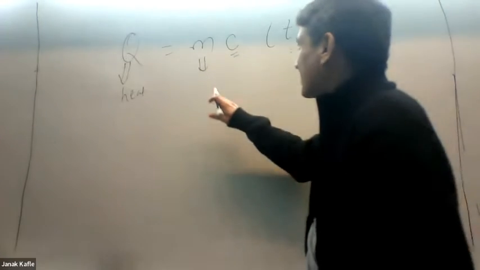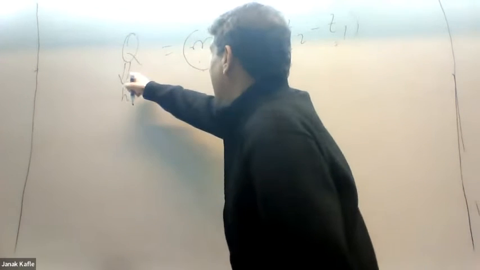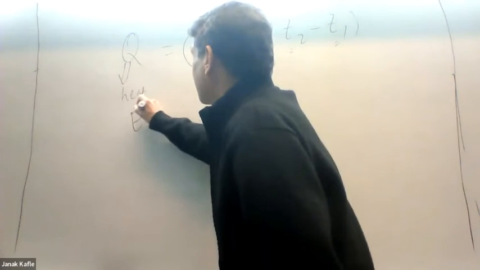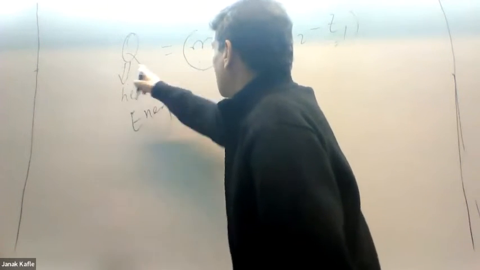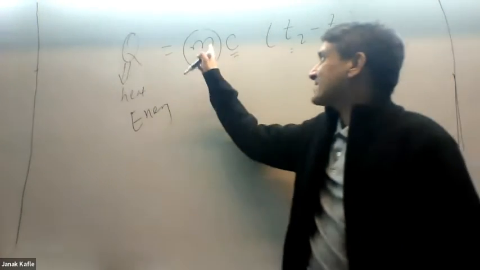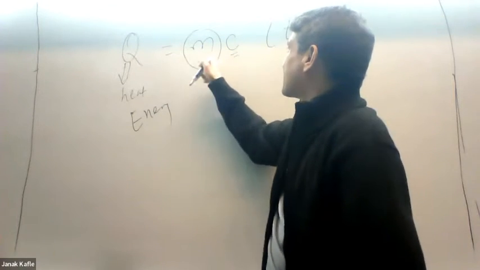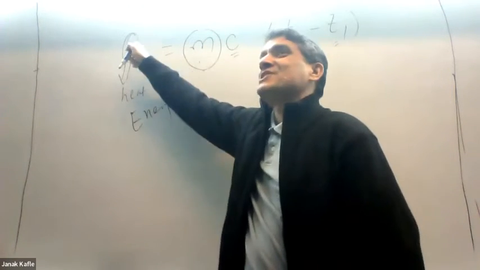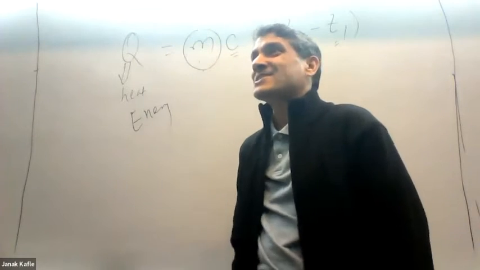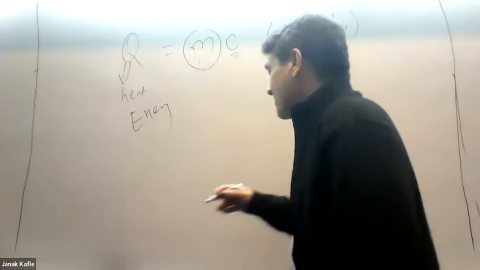I just want to tell you only one thing here. Look at m. The heat energy Q depends on the mass of the substance. Everybody got that? If mass is more, Q is more, because in this equation, m is in the numerator and Q is also in the numerator. Both are in the numerator, right? So if mass is more, heat is more. Everybody got that?